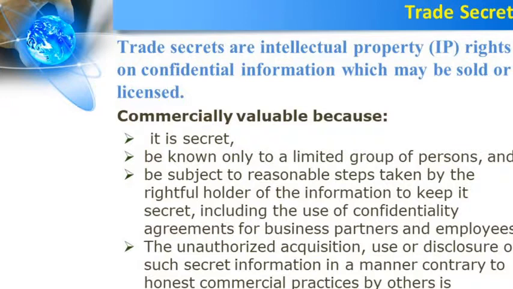Trade secrets are known only to a limited group of persons, such as business partners and employees. In case of breach in agreement, the rightful owner has the authority to take reasonable steps to keep it confidential. What's protected in trade secrets is formulas, like the formula of a soft drink, the Coca-Cola formula, methods, devices, or compilations of information which is confidential and gives a business an advantage.